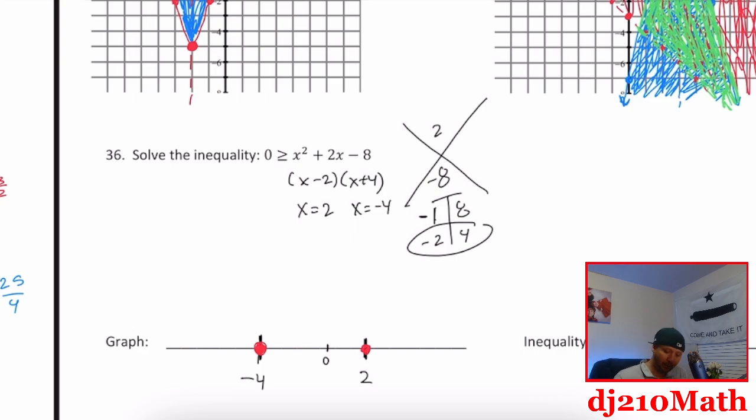And we test 0. Or we just test 0 rather. This is going to be 0. This is going to be 0. Is 0 greater than or equal to -8? Yes, 0 is definitely greater than all negative numbers. So that means I'm going to shade on the side that has 0.